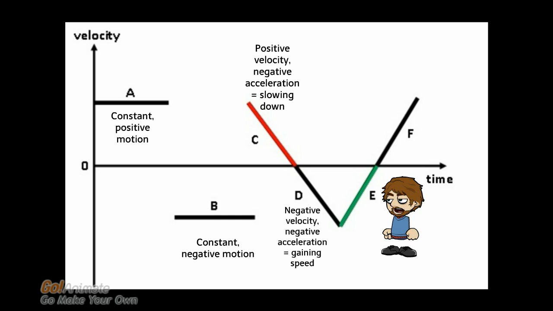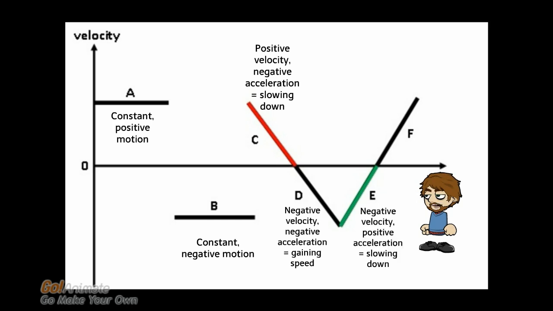Section E, shown in green, still has negative velocity values, so the object is still moving backwards. Once again, it is not the shape of this graph that tells us the direction. However, this section has positive slope, so the object has positive acceleration. To see the effect of the acceleration, we look at the velocity values and see that the speed is getting closer to zero, so here, the object is slowing down. So, section E shows an object moving backwards and slowing down.